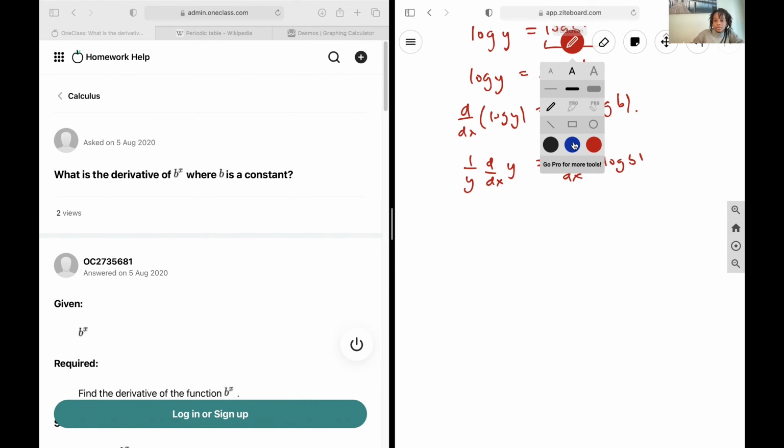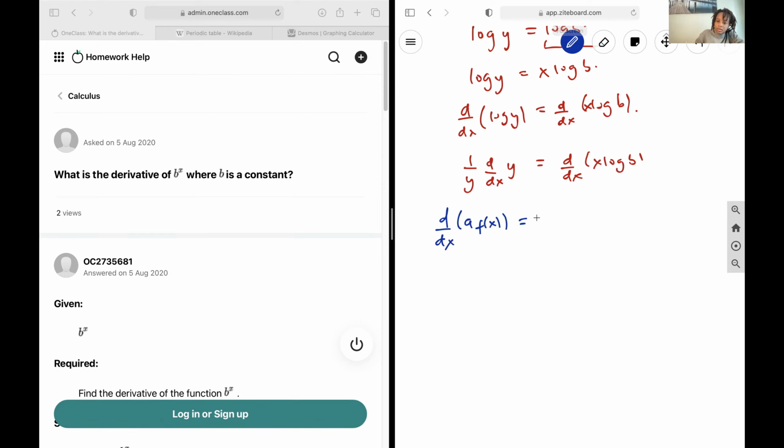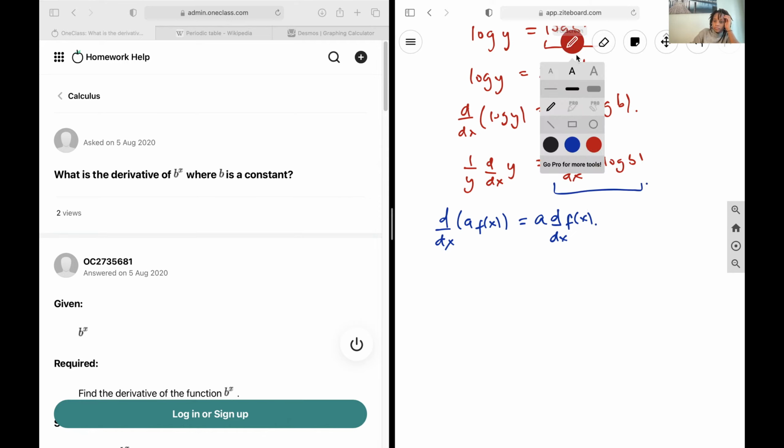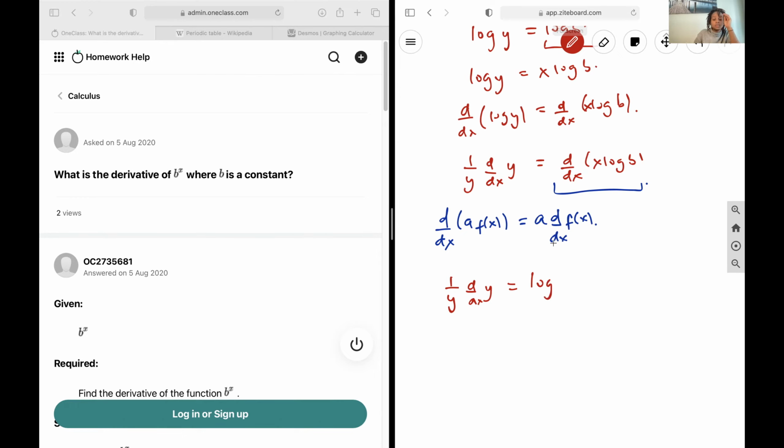And then next up, you're going to use the property that the derivative of a constant multiplied by f of x is going to give us the same thing as that constant multiplied by the derivative of f of x. And so we're going to apply that here so that we can get 1 over y d over dx of y is equal to, our constant is log b, because log base 10 of a constant will give us a constant.